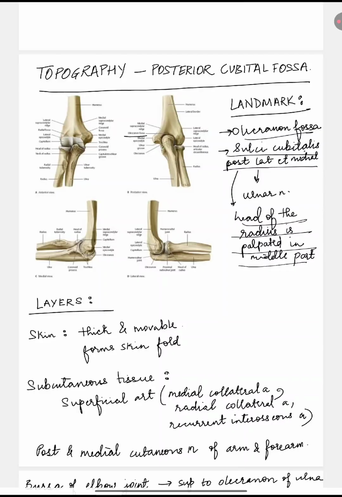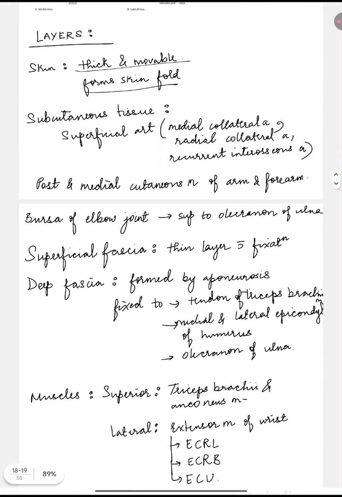Now next is ulnar layers. First is skin, which is thick and movable, forms skin fold. Next is subcutaneous tissue. Subcutaneous tissue, it contains superficial artery which has a branch, medial collateral artery, radial collateral artery, recurrent interosseous artery, posterior and medial cutaneous nerve of the arm and forearm.